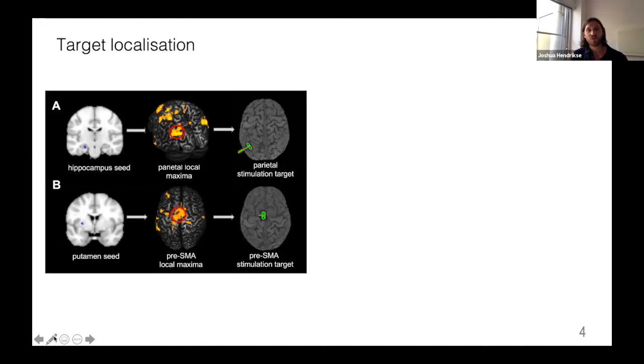So we also followed a similar target localization method to the original paradigm. Namely, for our hippocampal parietal stimulation condition, we seeded a region of the hippocampus, extracted the corresponding time course, and looked for an area within the left parietal cortex that was displaying peak functional connectivity. This region was used as our stimulation target, where we used a neuronavigated TMS.